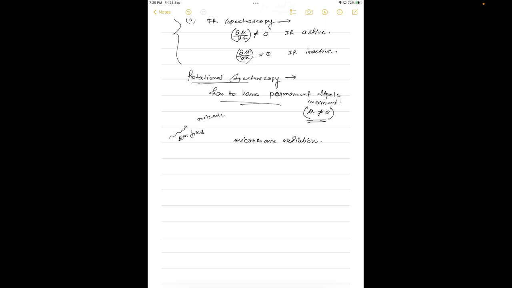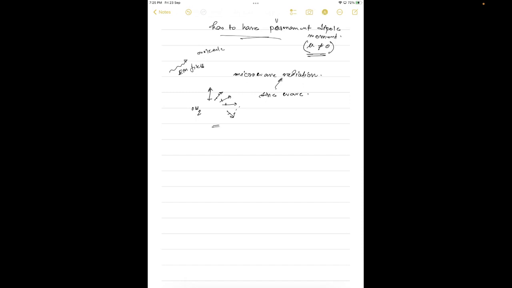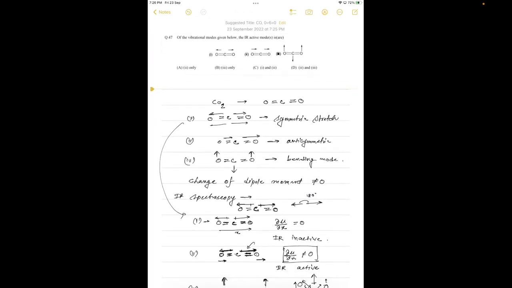Why? Because let's say the molecular dipole moment vector looks like this. This is the dipole moment vector of the whole molecule, let's say for a water molecule. While rotating, this dipole moment vector will also rotate, right? First it will rotate like this, then like this, then like this, then again like this. So the rotation of the permanent dipole moment vector will look like a sine wave. This will interact with the microwave radiation. So that's why the molecule having a permanent dipole moment is very important in this case. Okay, so back to the question. In this question, option D, that means option 2 and option 3, are the IR active modes.